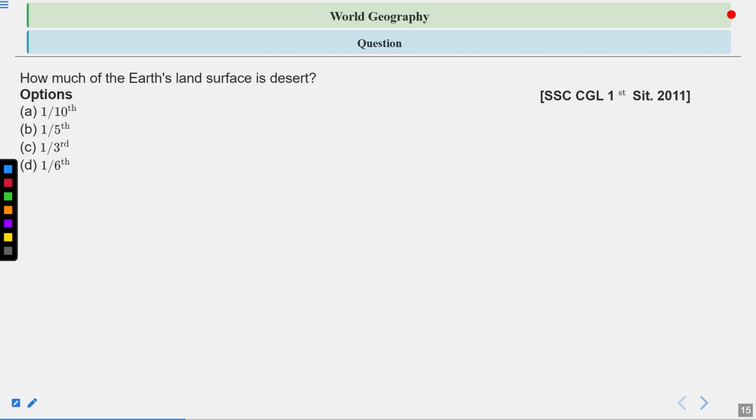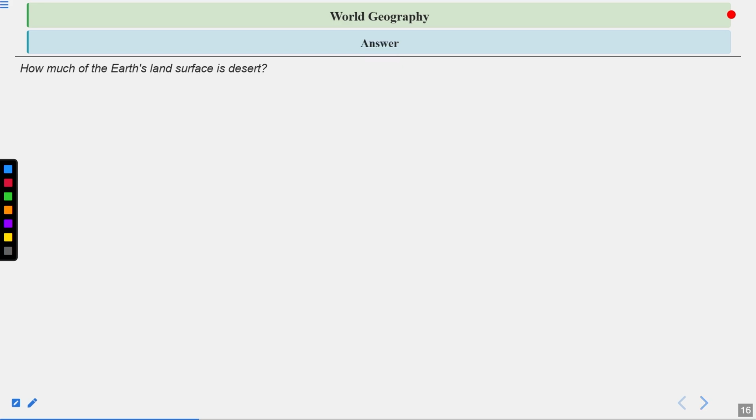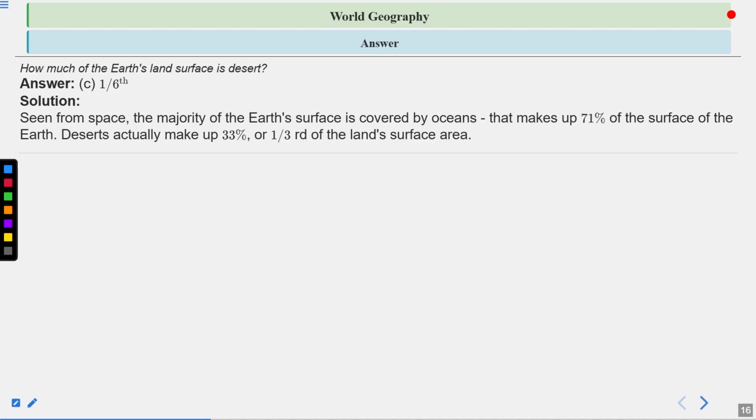How much of the Earth's land surface is desert? Options are 1 by 10th, 1 by 5th, 1 by 3rd, or 1 by 6th. Seen from space, the majority of the Earth's surface is covered by oceans, which make up 71% of the surface of the Earth. Deserts actually make up 33%, or 1 by third, of the land surface area. So that is why the answer is 1 by 3rd.